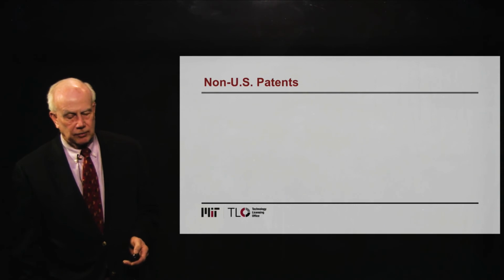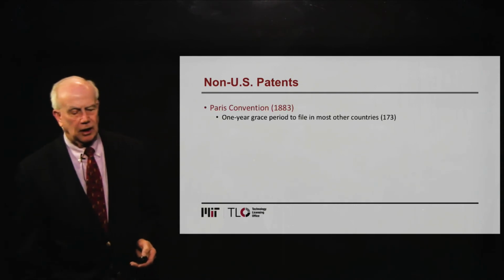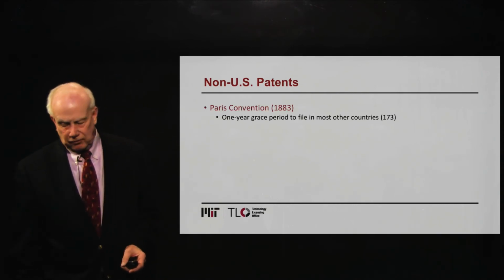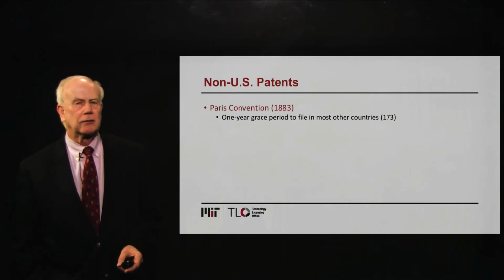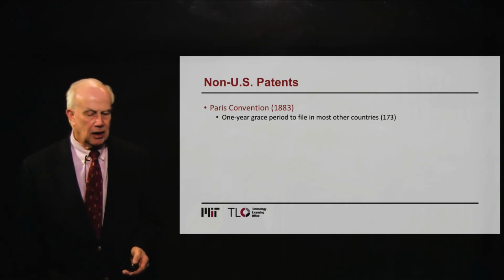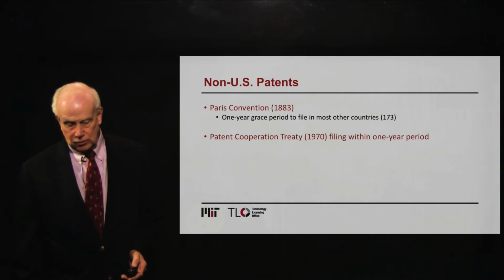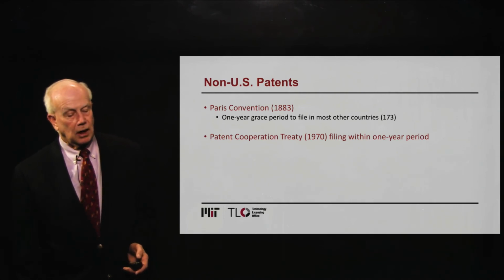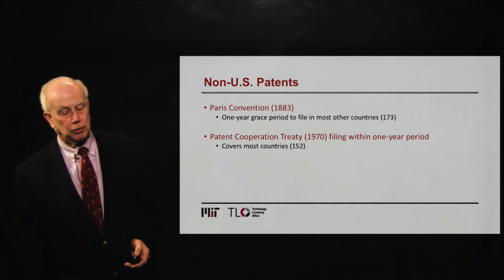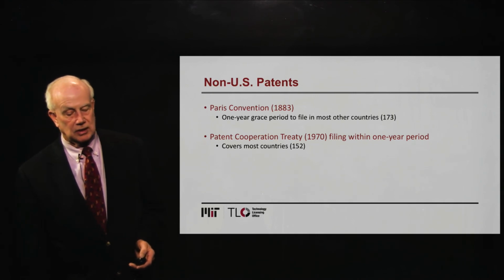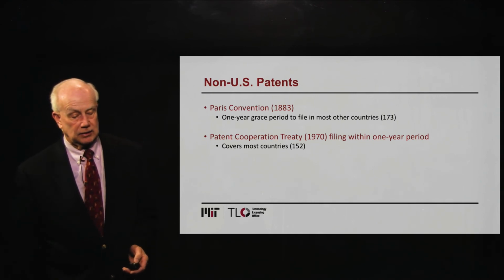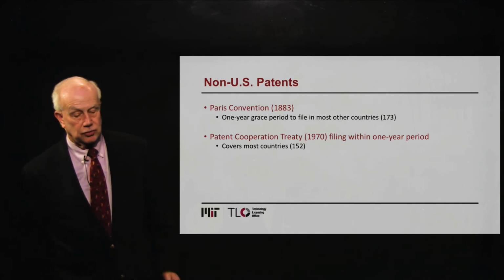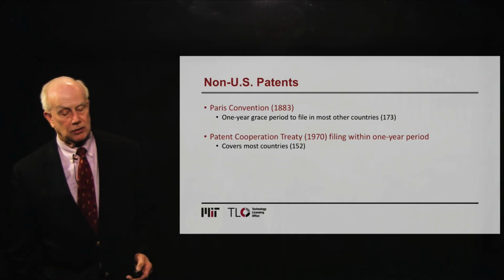Non-US patents, which I made some reference to earlier, are a little different. You have, as I said before, a 1-year grace period after the filing of the US patent to file in other countries. And on top of that, you can file what's called a patent application under the Patent Cooperation Treaty. If you do that within 1 year, that gives you an even more extended period of time to perfect your patent in other countries. The Patent Cooperation Treaty covers 152 countries, whereas the Paris Convention covers 173.